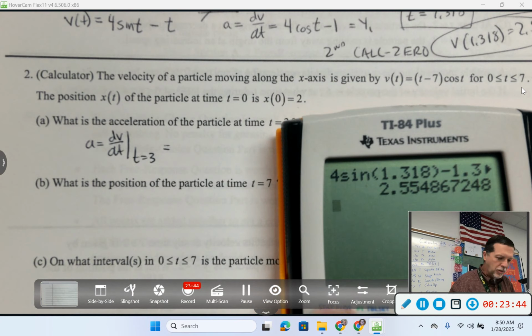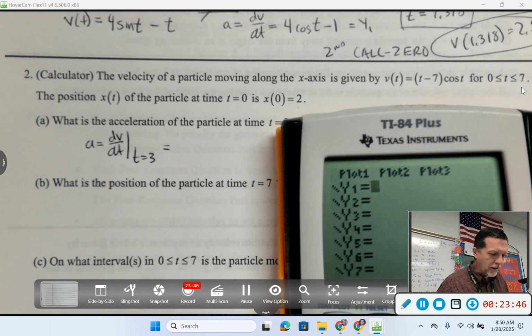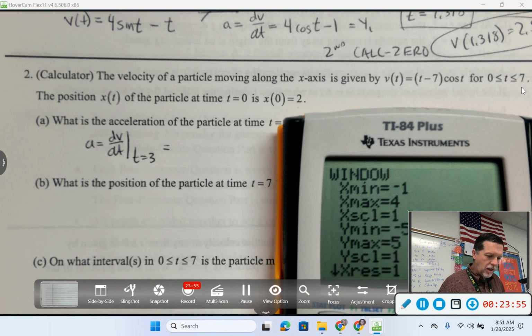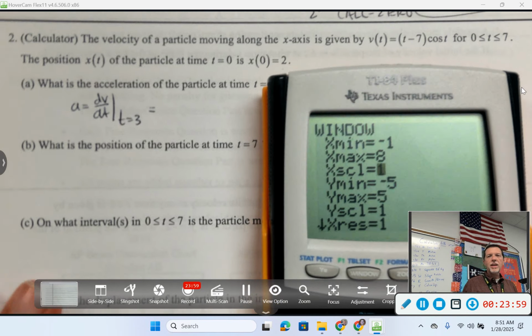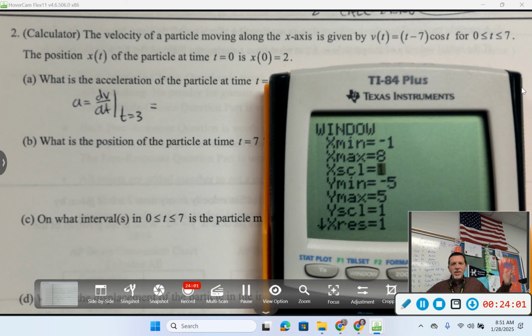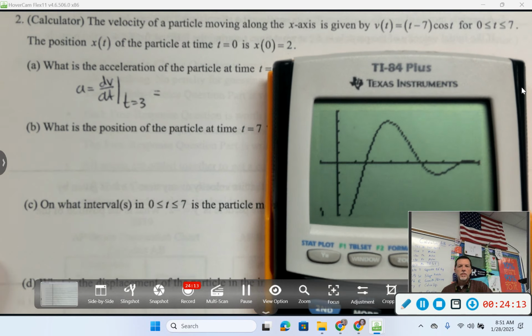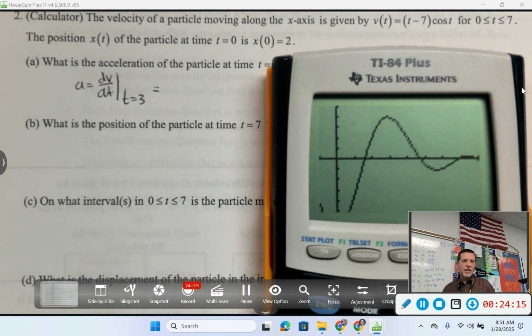I don't know. Have we done this before? Have we let the calculator do our derivative for us? Okay, so x minus 7 cosine of x. I'm going to change my window to go -1 to 8. Again, I like to look just a little past to make sure I'm seeing everything. I don't know if -5 to 5 is a good choice or not. We'll see. Yeah, close enough. If I need something further down, I'll look at that later.